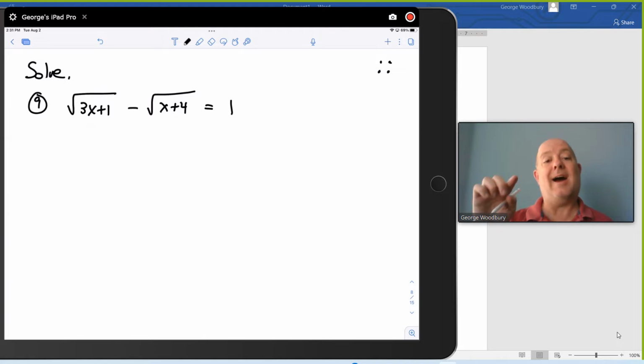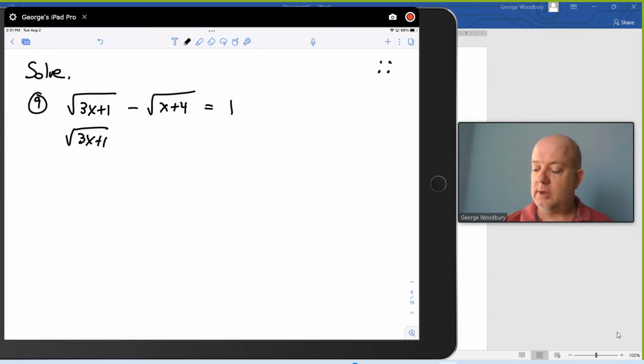So I'm going to add the square root of x plus 4 over to the other side. Square root of 3x plus 1 equals 1 plus the square root of x plus 4. Now that I have the radical isolated on the left-hand side, squaring both sides will clear that radical. However, I'm still going to have a radical left on the right-hand side to deal with. Well, one step at a time. Let's square both sides.